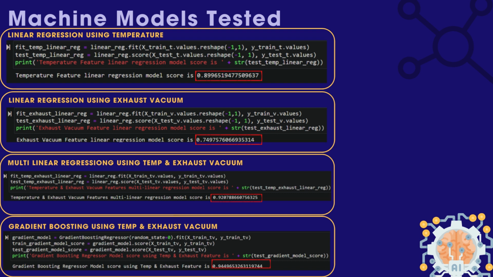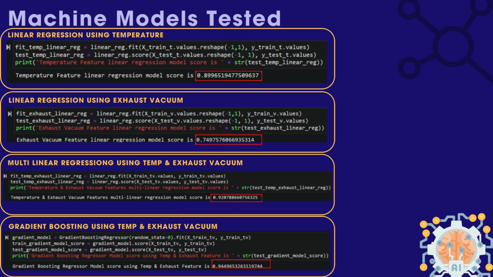The model I use to test is a linear regression model using just the temperature feature, and it produced an 89.9% model score. Another model that I use is a multilinear regression using temp and exhaust vacuum, and that produced a 92.8% score. I also used the linear regression for the exhaust vacuum, and that gave me the lowest score, which was 74.9.